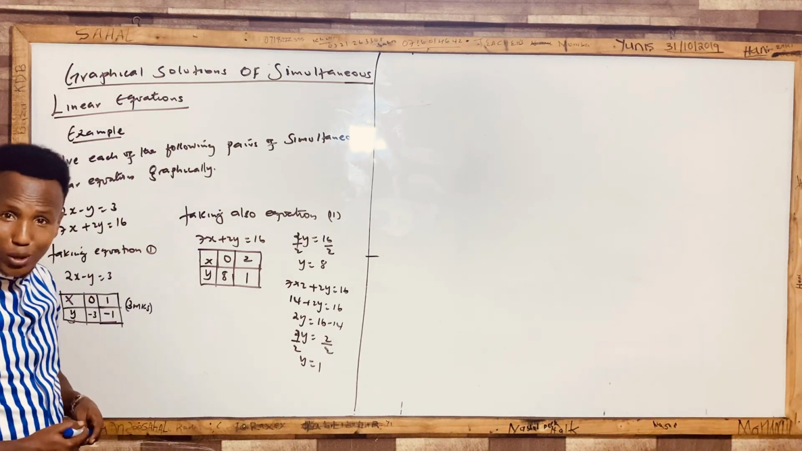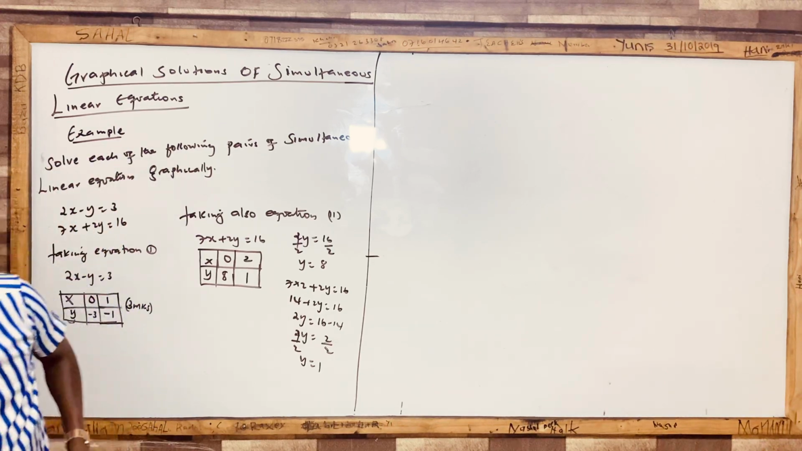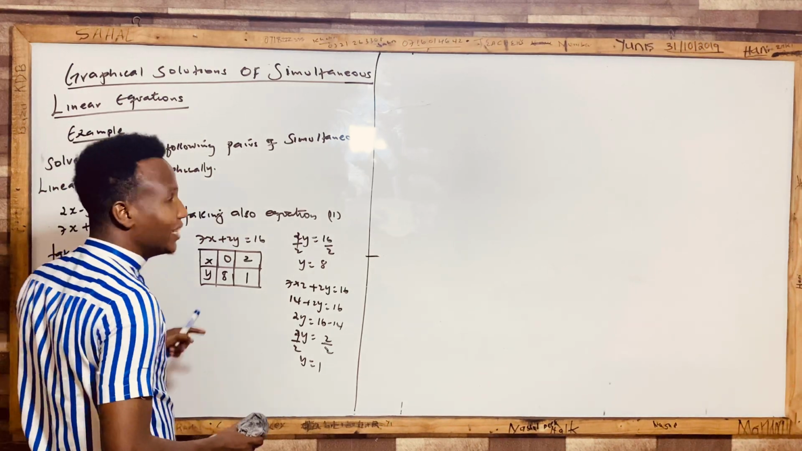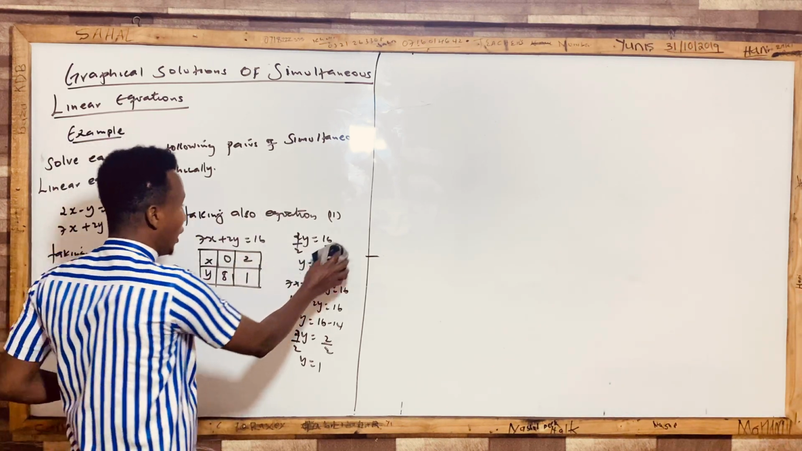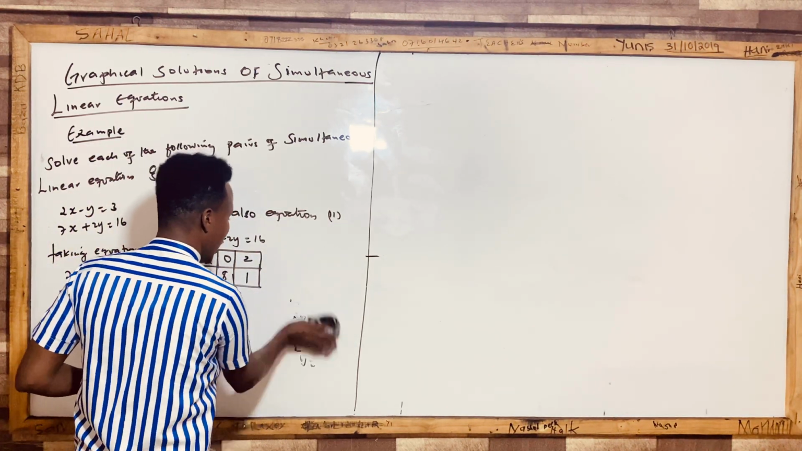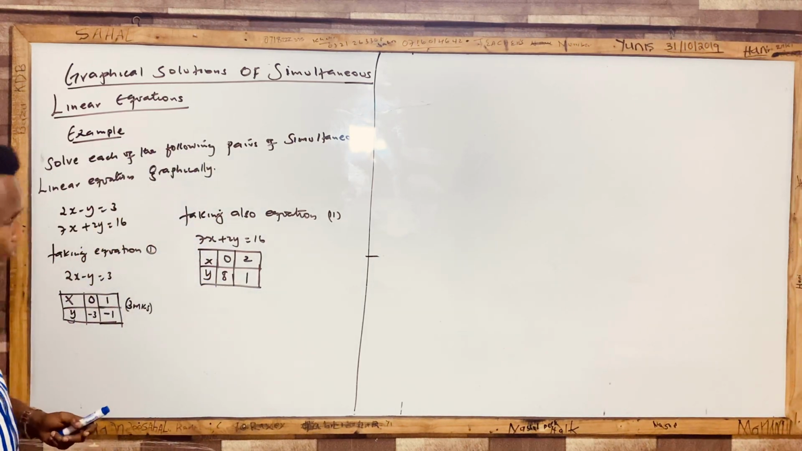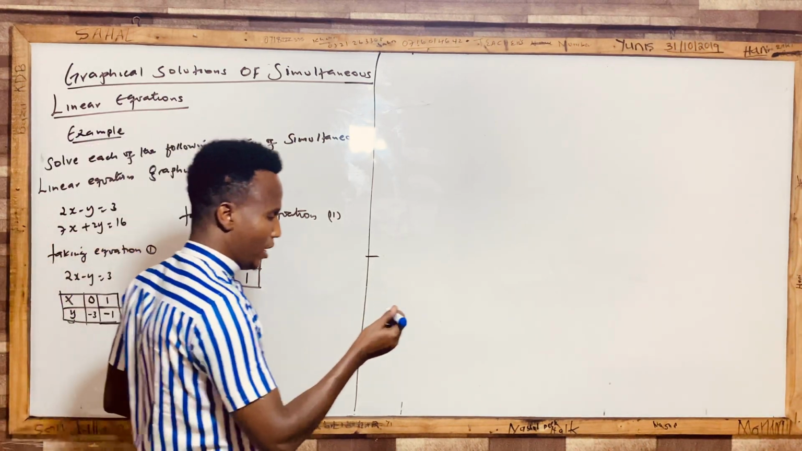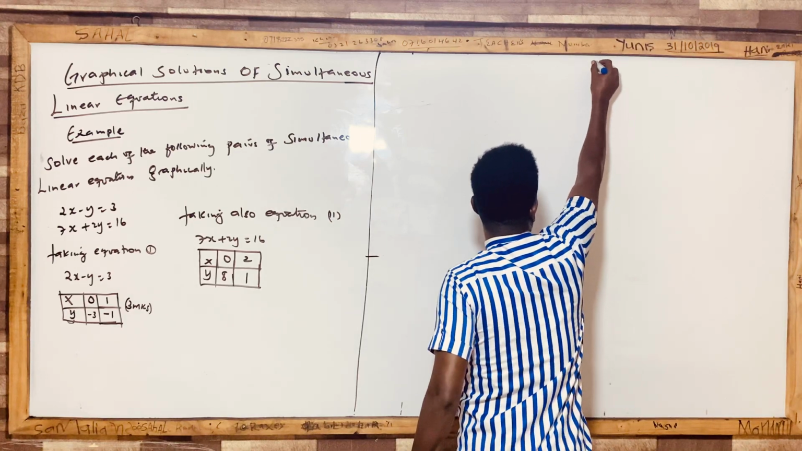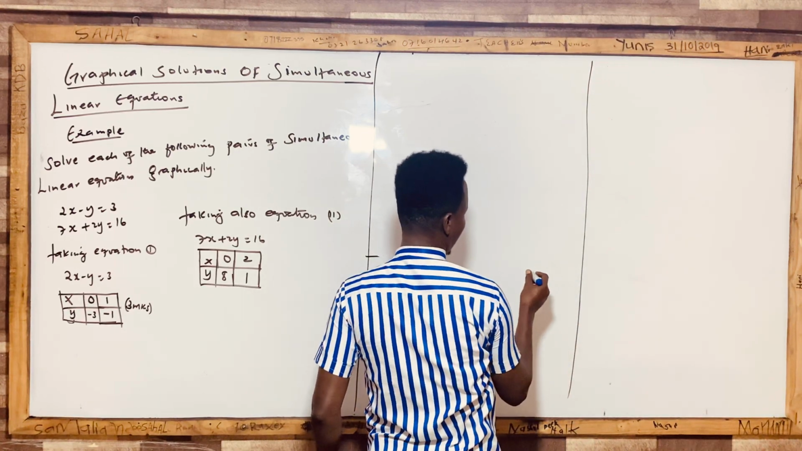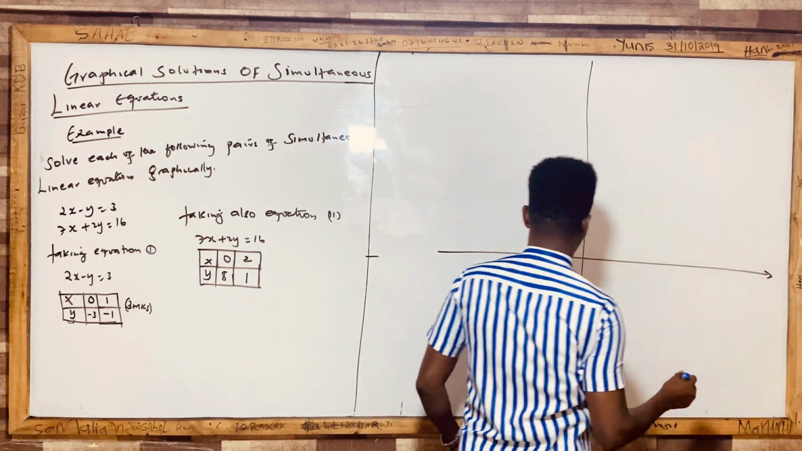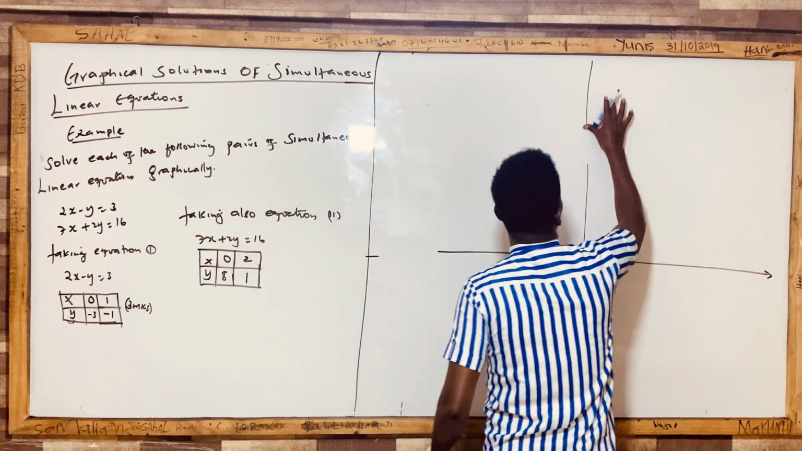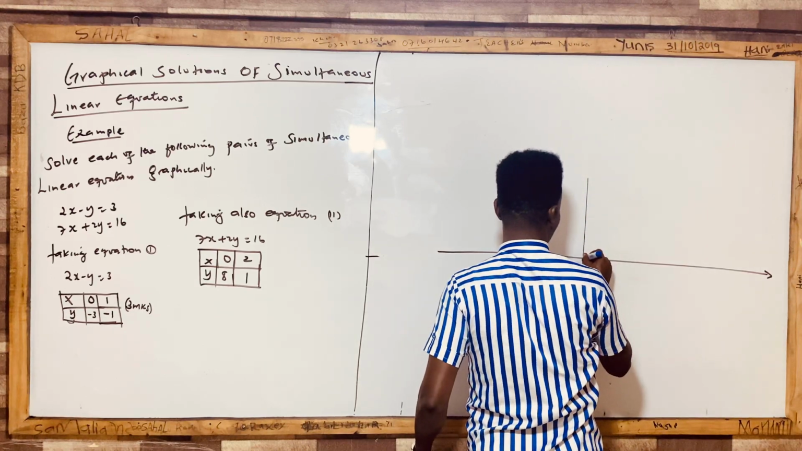See, what remains is plotting these two tables and getting the final answers. But we can still foretell their answers. Let's go and see. Let me come up with a Cartesian plane, which is this one. This is the Cartesian plane, guys.